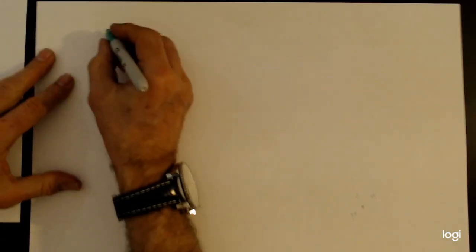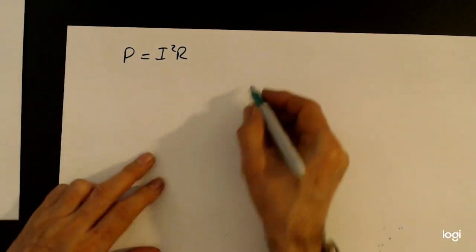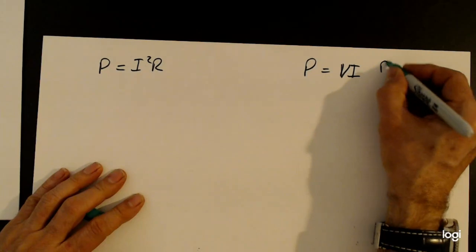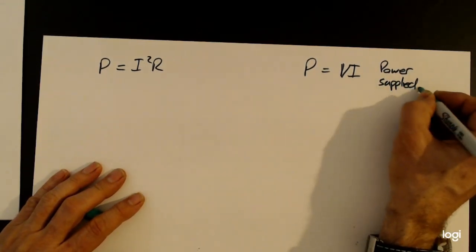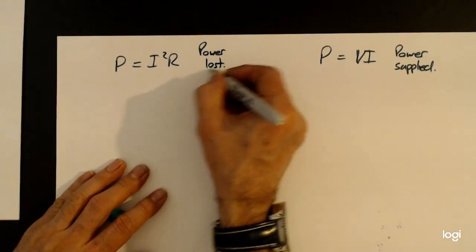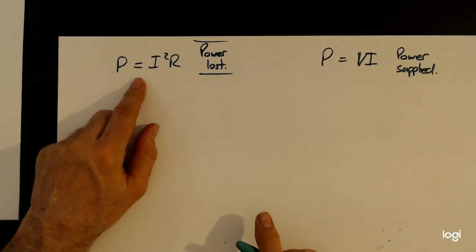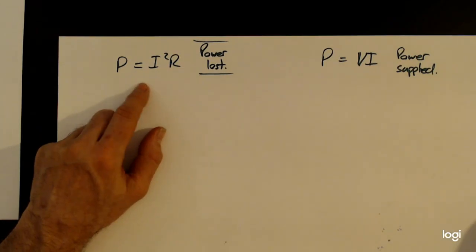All right, straight away my mind tells me that I'm going to be using this: power equals I squared R. This, VI, that is power supplied. This is power lost, specifically lost in transmitting something down wires. This is how much power gets turned into another form of energy. So we're using this one here.